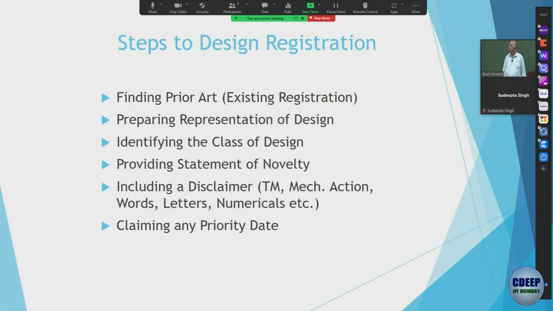It is possible the same design can be registered in multiple classes. If you want to protect in multiple classes, you have to make multiple registrations. Something which can get protected on textile can also get protected on something else. Then you can protect in different classes. You show where the novelty resides. And as I said, trademarks, any functional thing, numerals, letters, etc., will not be protected, only the aesthetic aspect gets protected. And if you applied previously anywhere, you can claim that priority date.